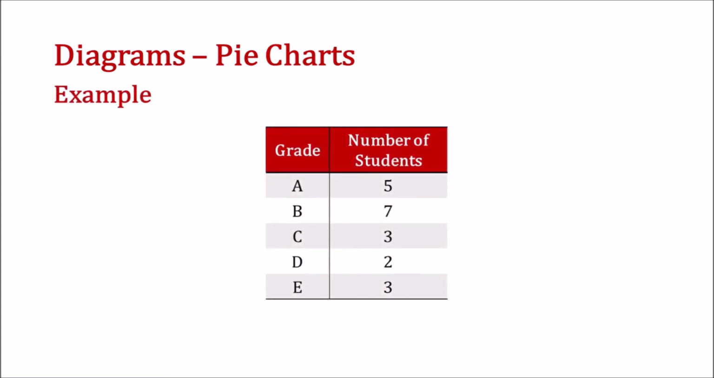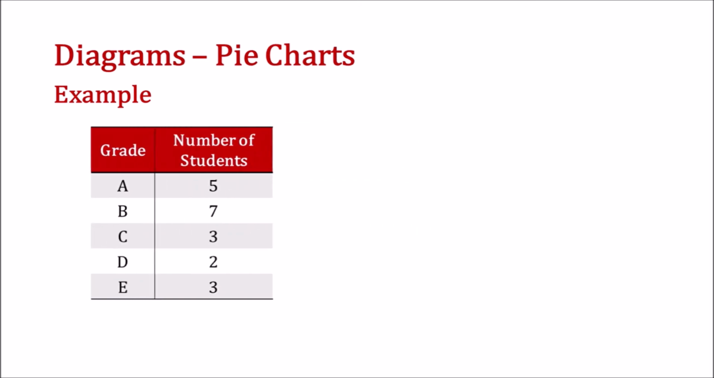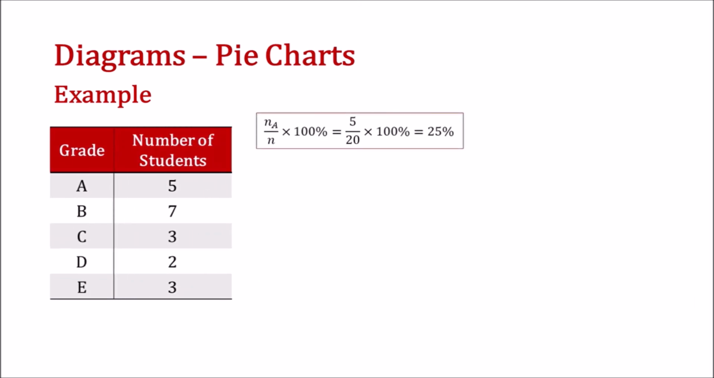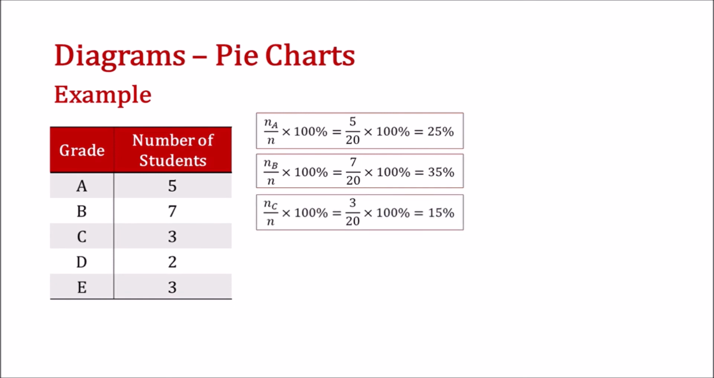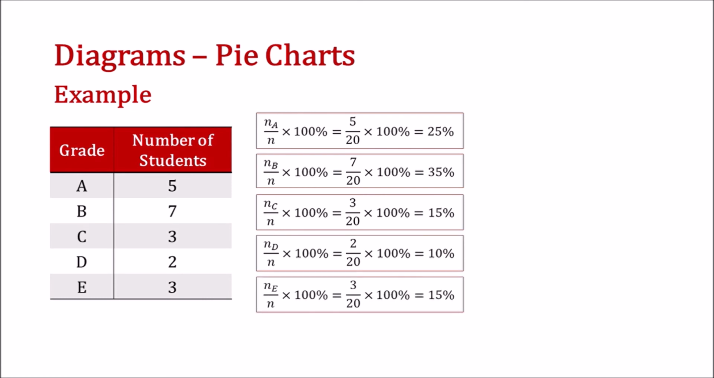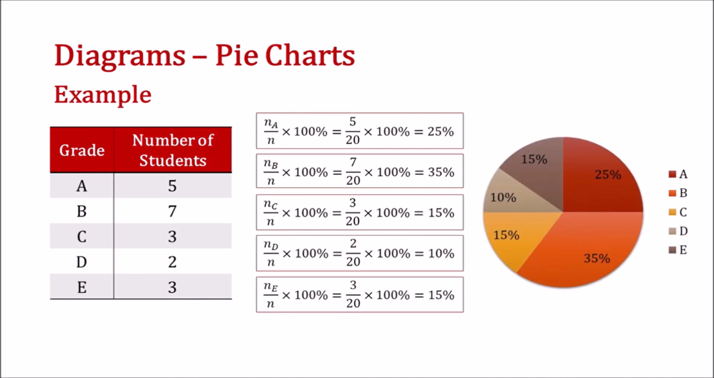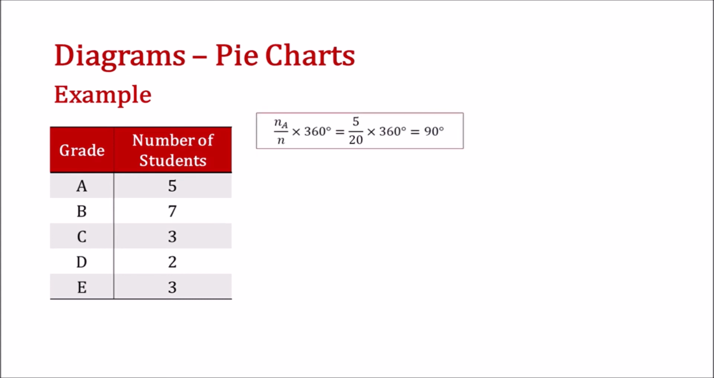Example: we will draw a pie chart from this data. First we will count the percentage of each sector. After we get all the percentages of each sector, we draw the pie chart like this. We can also use angles to draw a pie chart.